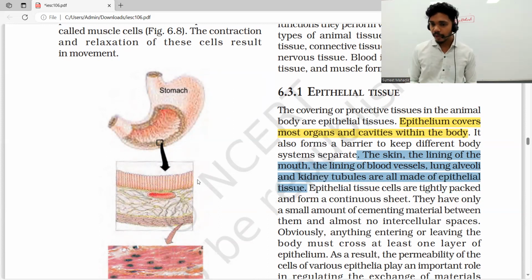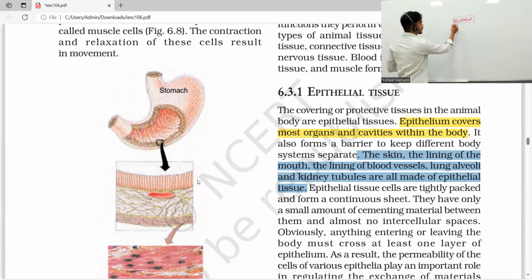Mostly the skin. That is more important. The skin is first. Then mouth lining. Can you read the next one? What is written? Blood vessels, then lung alveoli. What is alveoli? Anybody know what alveoli is? And kidney tubules.